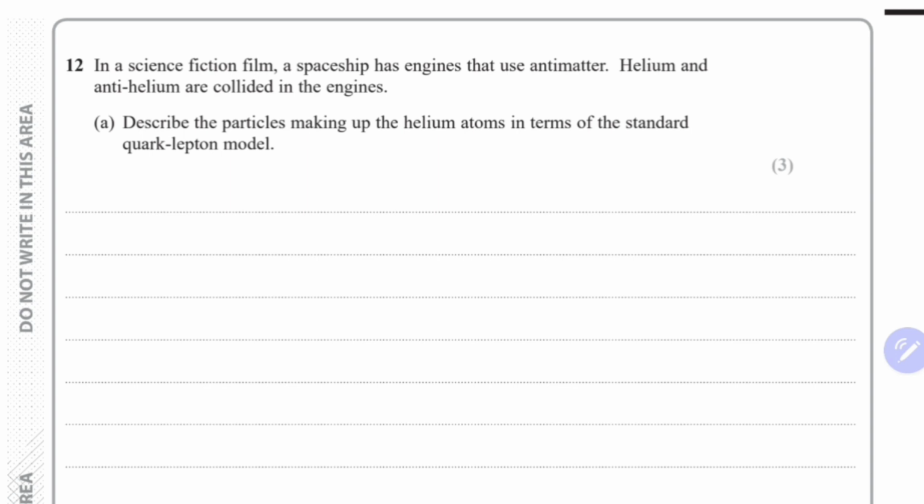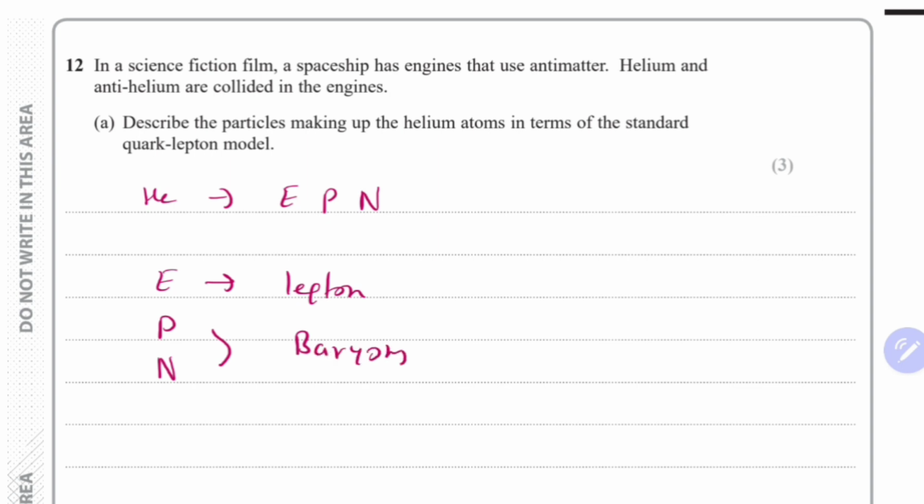12. In a science fiction film, a spaceship has engines that use antimatter. Helium and antihelium are collided in the engines. Describe the particles making up the helium atoms in terms of the standard quark and lepton model. What does helium contain? Helium contains electrons, protons, and neutrons. What are electrons? Electrons are leptons, and protons and neutrons are both baryons. And what are baryons made from? Baryons are made up of 3 quarks. This is our total 3 marks. You can write the answer in this way.